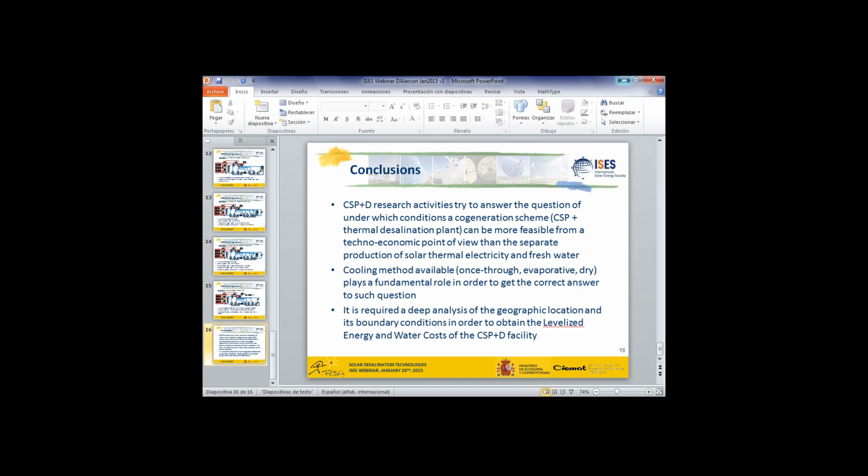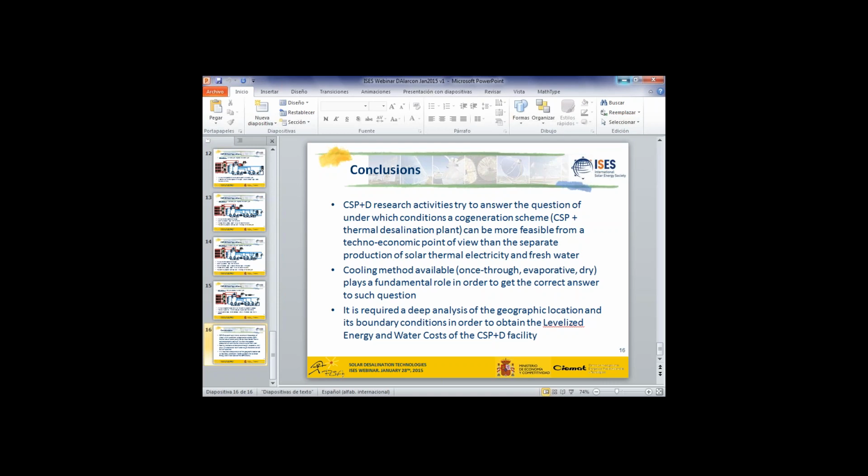So the idea is that always when we are going to analyze a CSP plus D configuration, we ask what is the best option: to have a real cogeneration scheme with a CSP plant and a solar thermal desalination system, or to have separate production, first electricity and then a reverse osmosis plant. So we have to make a deep study of that. First, obviously, if we are in a location where, due to the salinity, the temperature of the water, or contamination problems, you are not able to install a reverse osmosis plant, obviously the best option is a thermal desalination plant coupled to a solar thermal power plant.